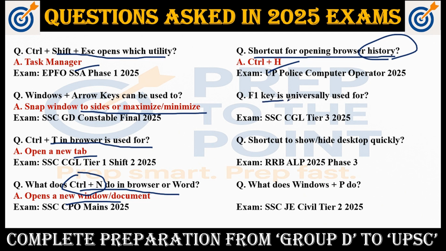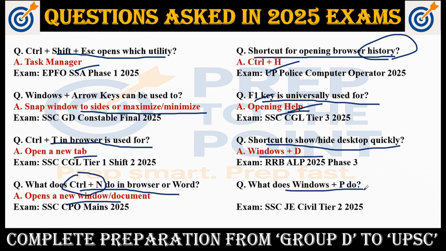F1 key is universally used for opening help. Shortcut to show or hide the desktop quickly: Windows plus D. What does Windows plus P do? Choose projection display mode.